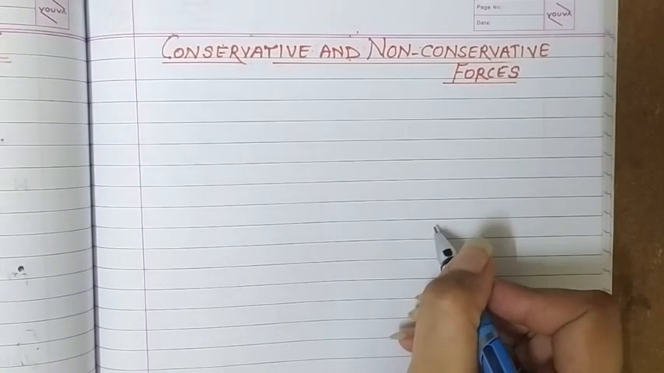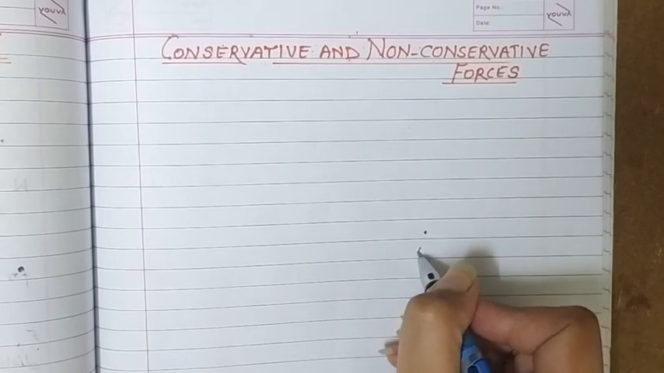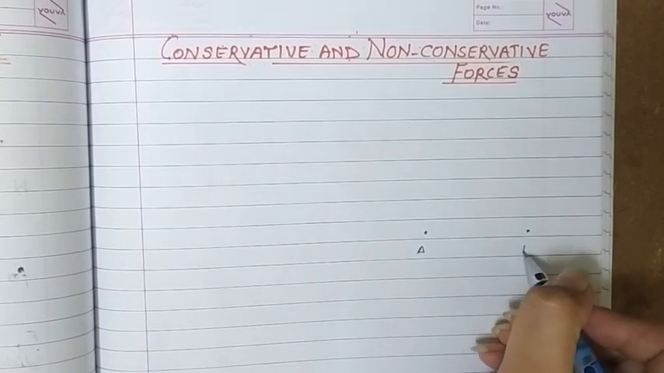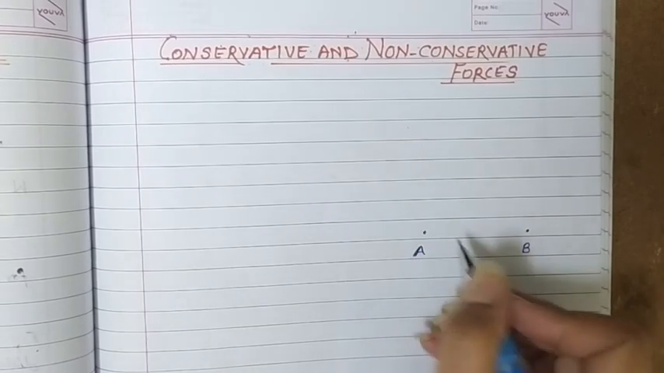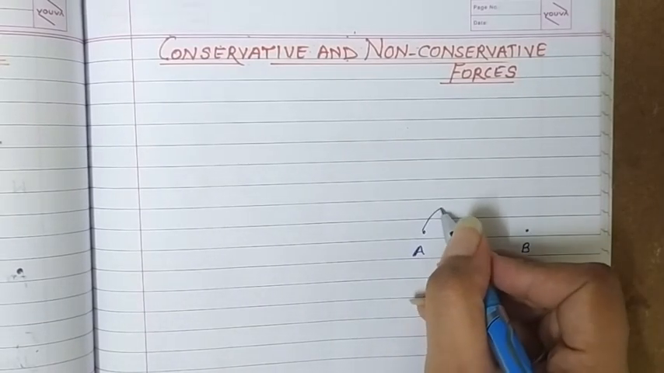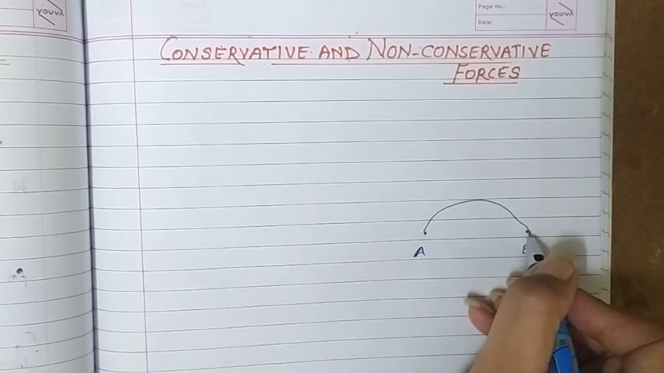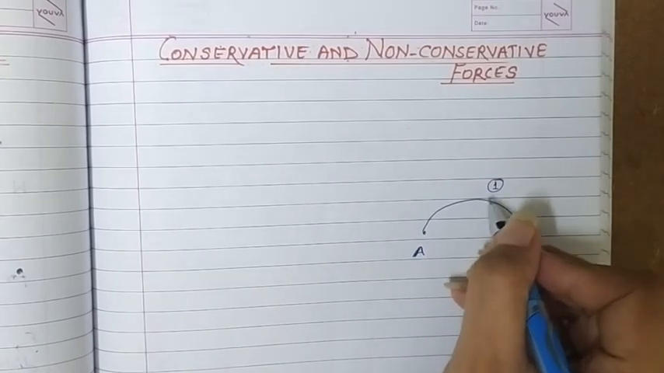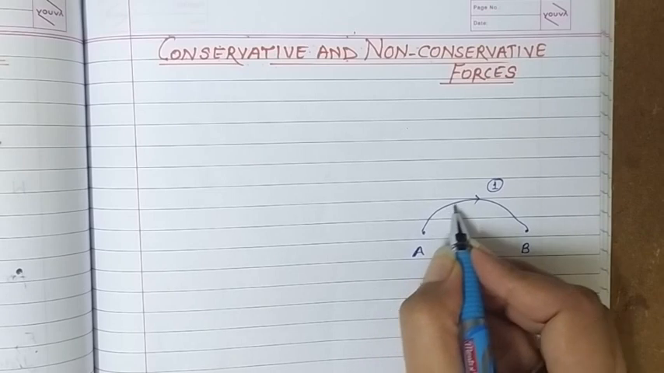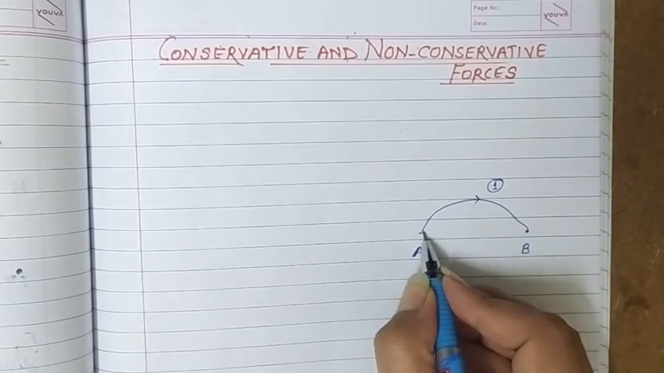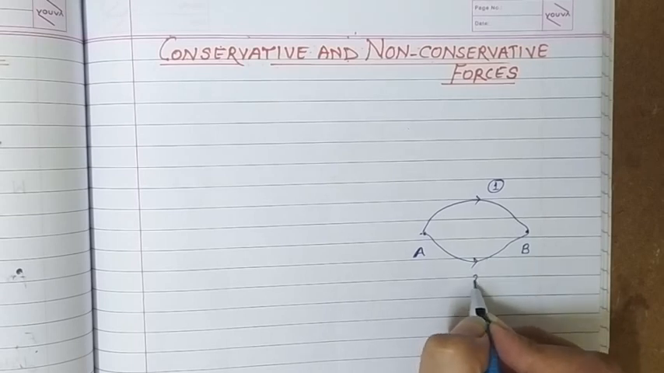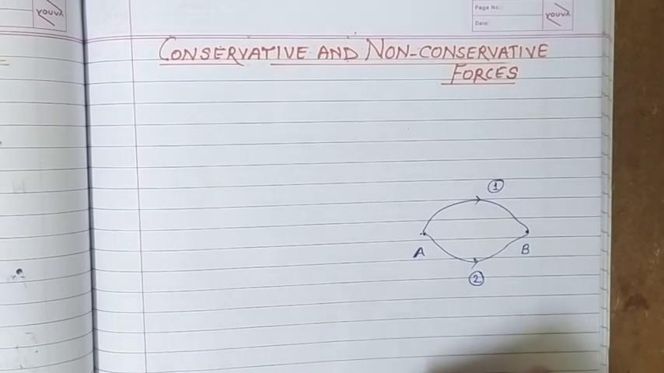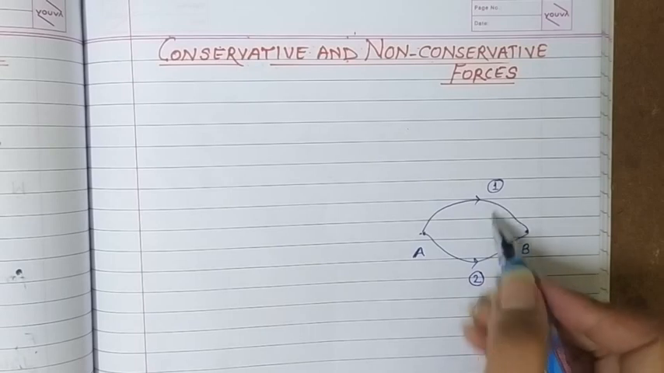For example, if you have 2 points, first is capital A, second is capital B here, and we are trying to move a particle from A to B along two different paths. So first path is this, path number 1. Particle is going from A to B, and this is path number 2. From path number 2, particle is also going from A to B, but the path traveled by the particle is different.